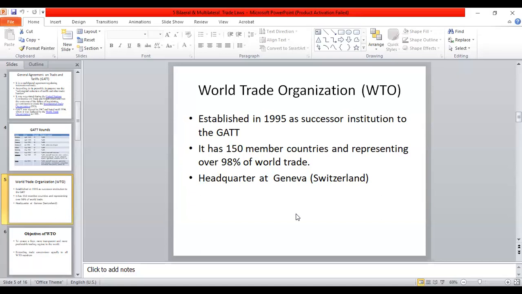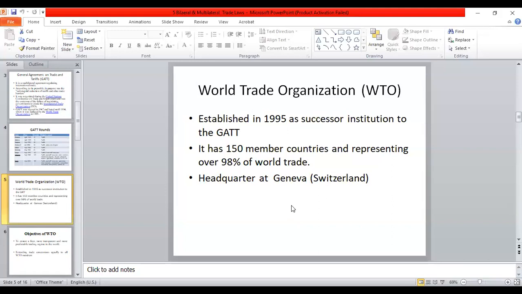And in 1995, WTO replaced GATT, not GATT replaced. GATT was initially from 1947 till 95. GATT was there, and then WTO came into existence. So WTO replaced GATT. So when WTO was introduced, almost 150 countries were the members. So almost 90% of world trade was covered under this WTO.